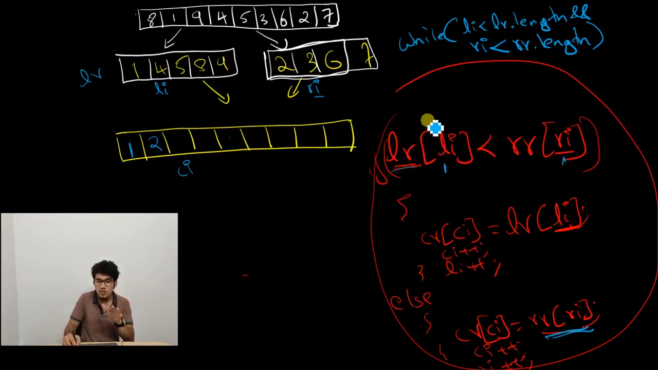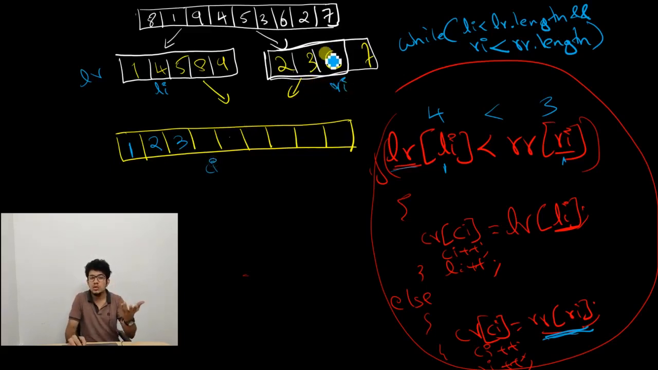What is LR of 1? LR of 1 is 4. RR of 1? RR of 1 is 3. Is 4 less than 3? No. Else part. RR of Ri, 3 should be stored wherever Ci is. Increment Ci. Then increment Ri. Because the Ri value is stored, you want Ri to point to the next index. Increment the Ri index. Ri will become what now? Ri will become 2. 0, 1 and 2. Ri becomes 2.